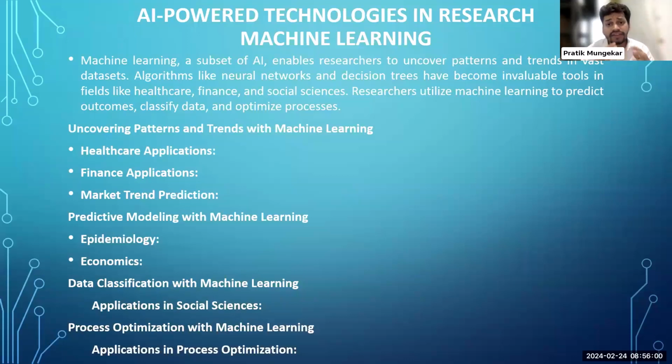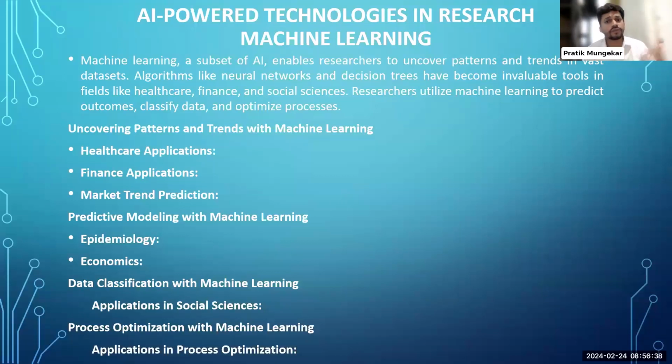So, uncovering patterns and trends: machine learning algorithms excel at recognizing complex patterns and trends in vast databases. In healthcare, for instance, researchers can employ these algorithms to analyze patient records, as we discussed earlier, and also medical imaging and genomics data. By doing so, they can identify disease patterns, predict patient outcomes, and develop personalized treatment plans. In finance also, machine learning is pivotal for detecting fraudulent transactions and predicting market trends, enabling more accurate investment decisions.